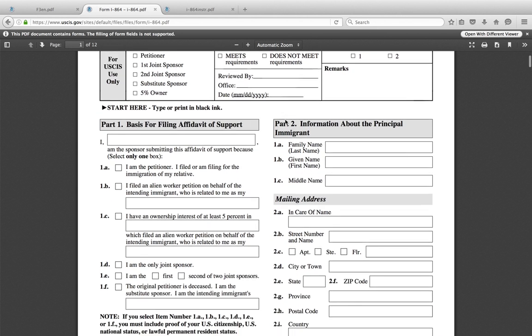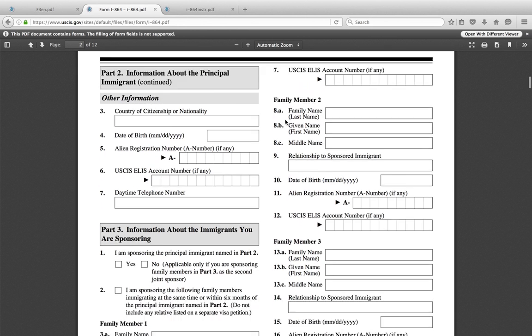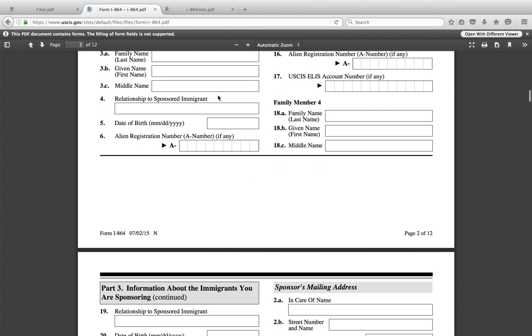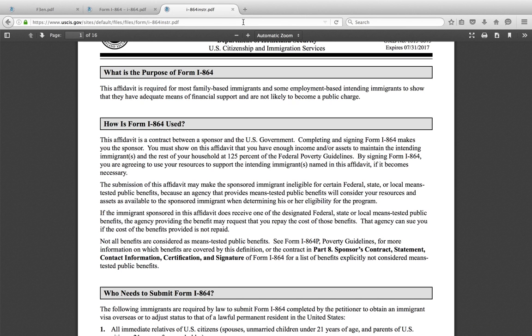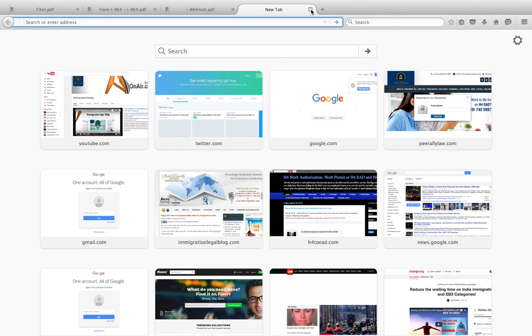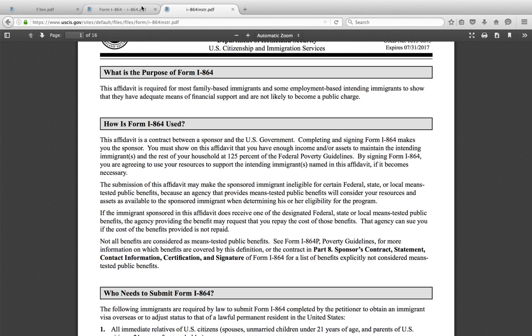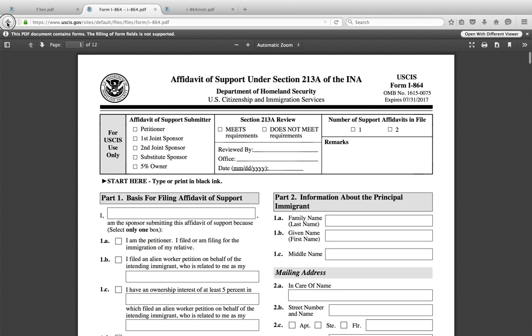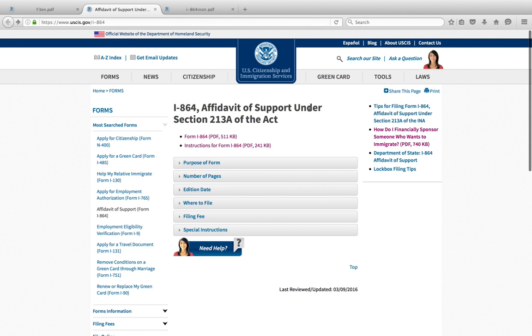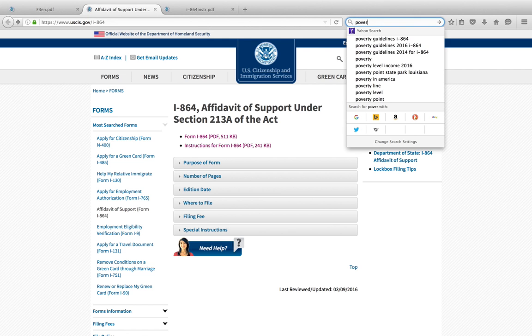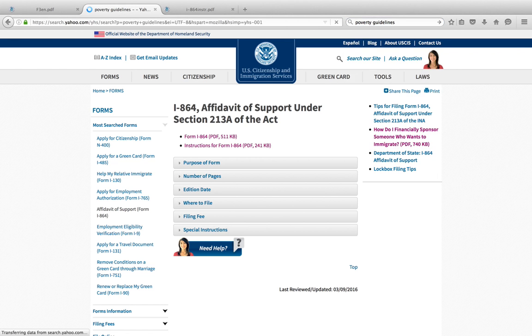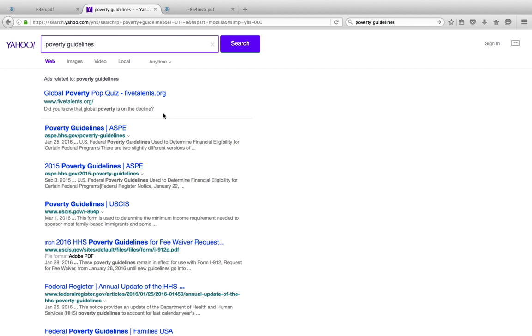The form is pretty straightforward, not really, because sometimes there are some questions that people get confused about. So if you are a person who is making enough money, and you fall into the poverty guidelines, I'm going to go into the poverty guidelines. I hope they have it here. They have the poverty guidelines form, where you can calculate the amount that you make. You can type it here, poverty guidelines, and 864 guidelines. And here they're taking me to 2016.